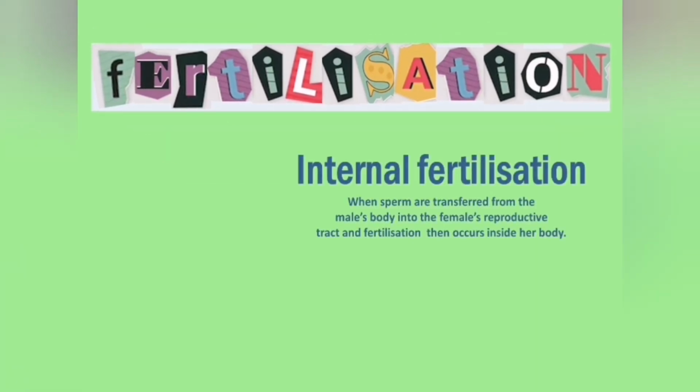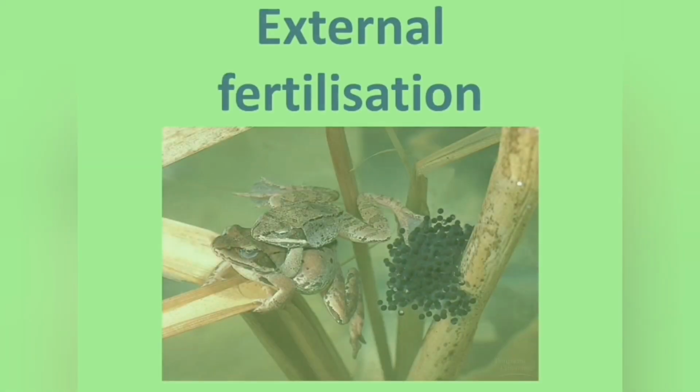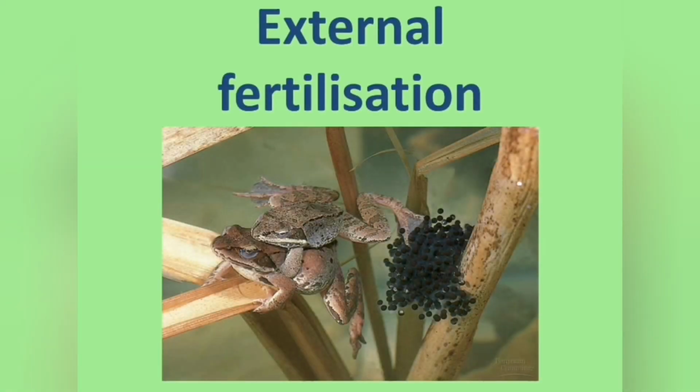Now, internal fertilization is when the sperm is transported from the male's body into the female's body, and then fertilization occurs inside the female body, like in humans. But on the other hand, external fertilization is when the sperm and the ova are released into the surrounding water, like for fish and for frogs, and then fertilization will occur outside the animal's body. Now, obviously, internal fertilization is a way better strategy.